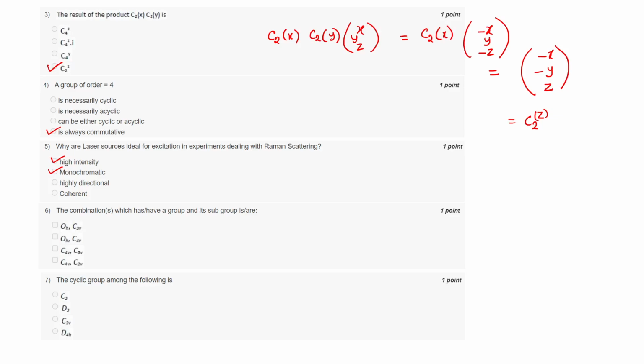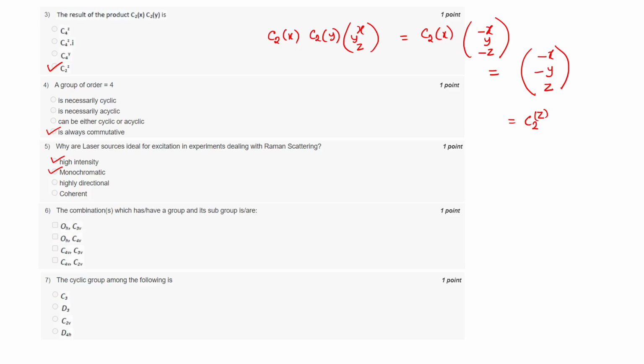Then question number 6: combinations which have a group and subgroup. What do you think? Did you opt for this question? I just gave randomly C4V and C2V. And you got the correct answer? I didn't check. I think that is one of the correct answers. So, what is actually there?